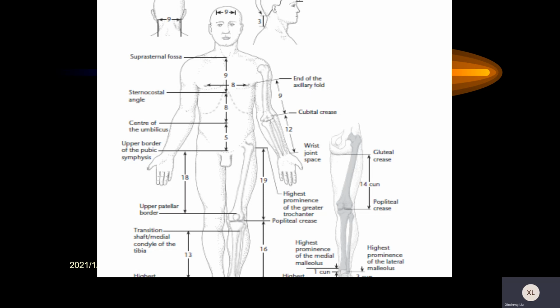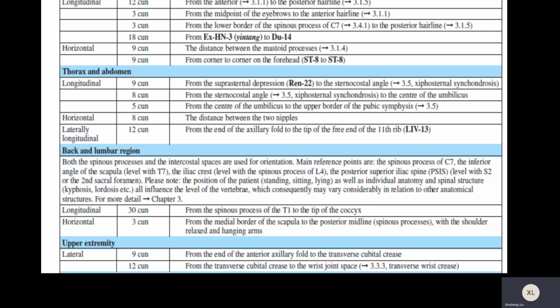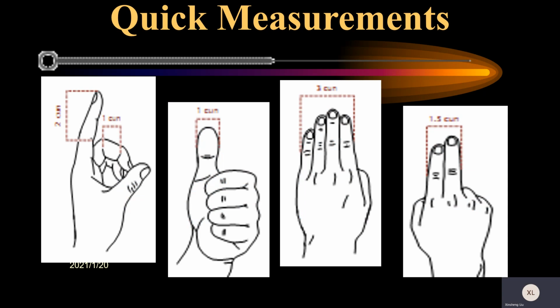It's important. You have to understand the bony landmarks, anatomical landmarks, right? If you could not find this anatomical landmark properly, you could not measure the right cun properly, right? Here is still another chart for you to memorize. So still have quick measurements. We use the fingers for cun measures, to find the points.